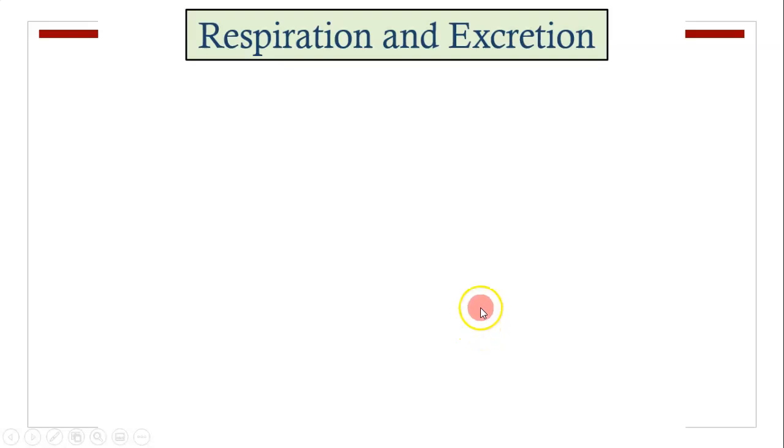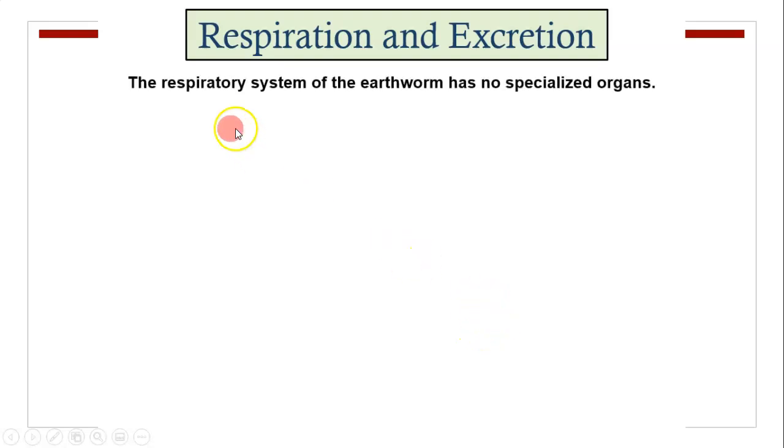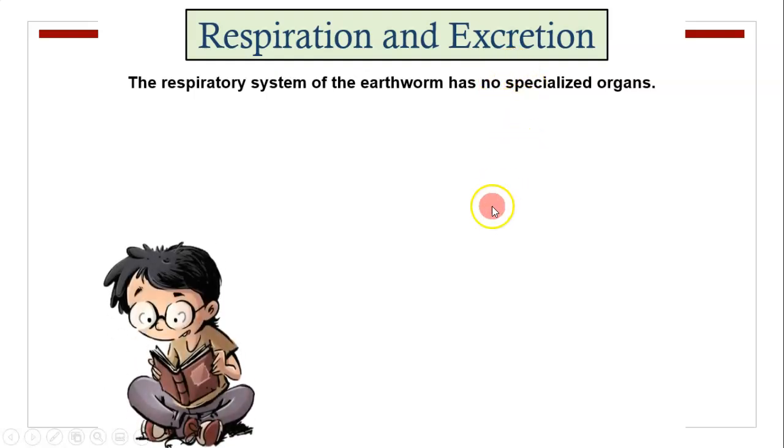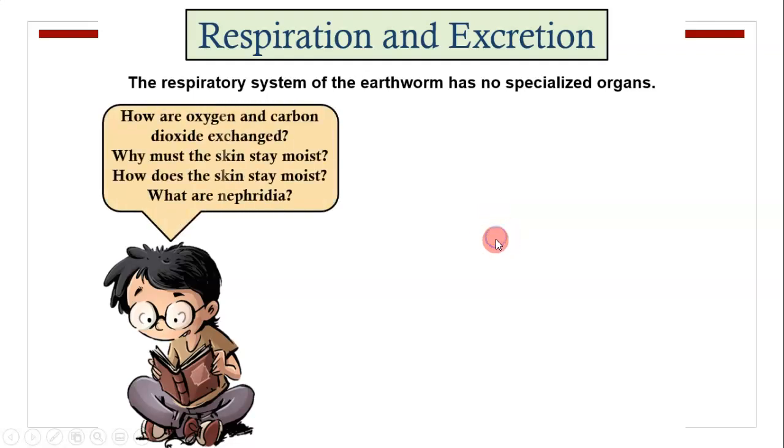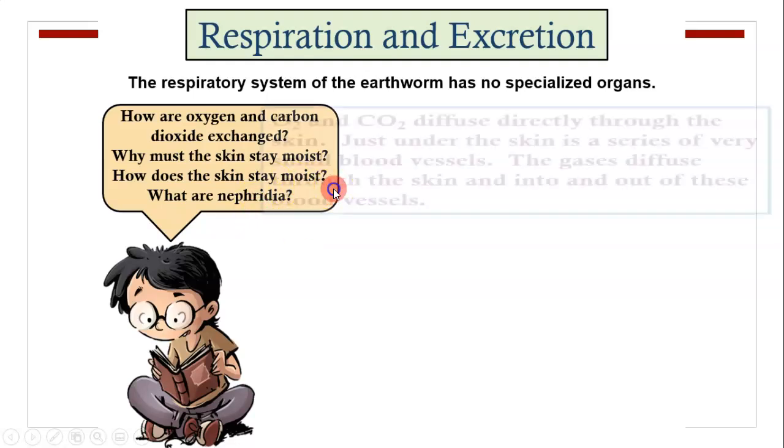Now, as far as respiration and excretion, the earthworms don't have any specialized organs for this process. And so that might make you think about a few different questions, like how are oxygen and carbon dioxide exchanged then if they don't have a specialized organ to do that? You've probably noticed that earthworms are really, really moist. Why? And then how does the skin stay moist? And then what are something called nephridia, which I'll explain in just a bit.